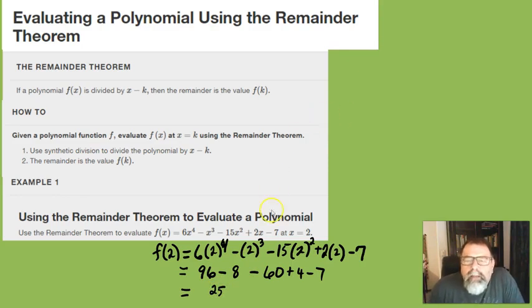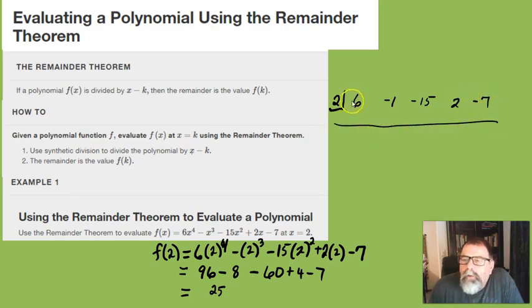If I did it with synthetic division, this number x equals 2 is the same thing as dividing by x minus 2. So you switch the sign when you put it in the synthetic division. If I divide by x minus 2, I'm going to put 2 in here. Then my coefficients: 6, negative 1, negative 15, 2, negative 7. Leave space for working.